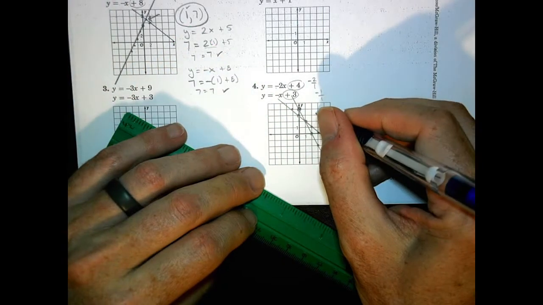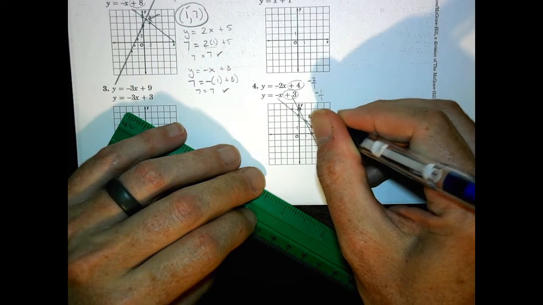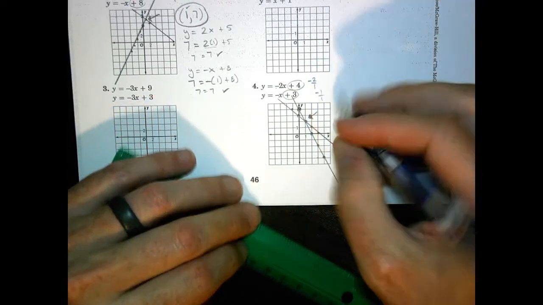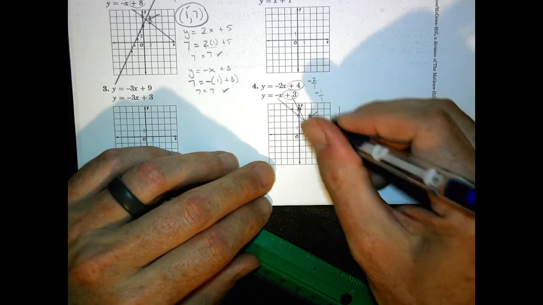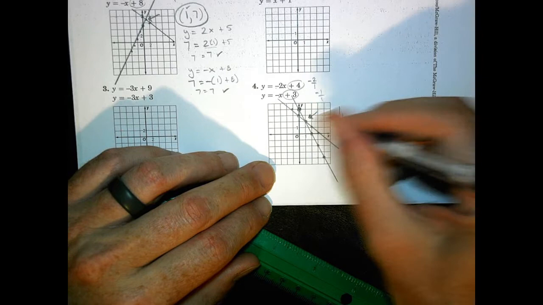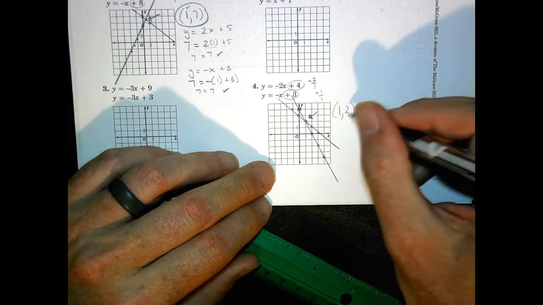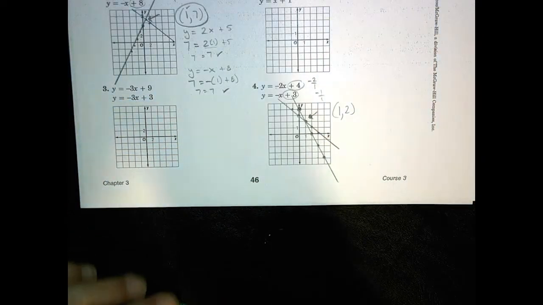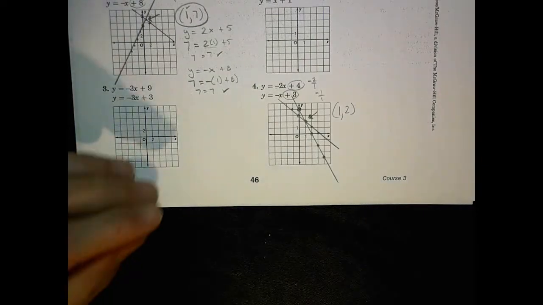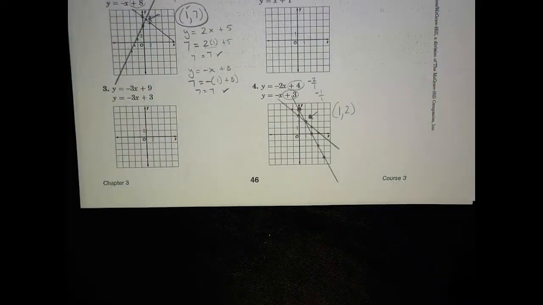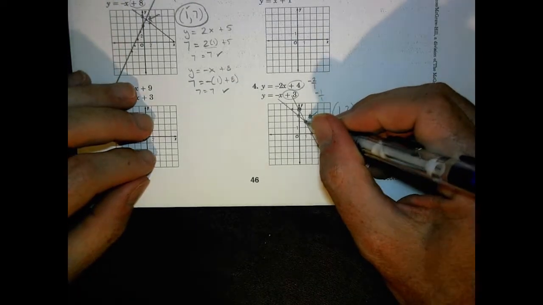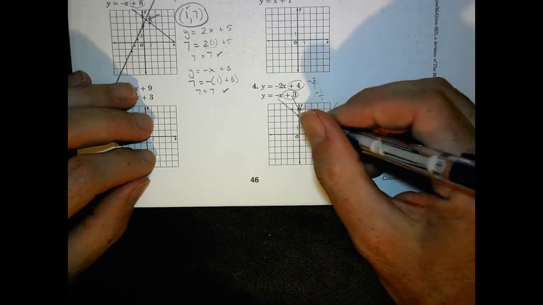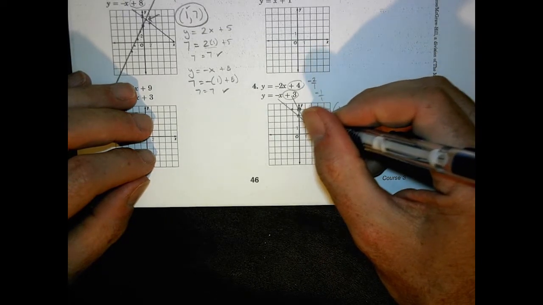And our solution is going to be right there. That's where they cross. So we're crossing at 1, because that's the point here, and 2. So our solution is going to be at 1, 2. And again, to check that, what we would do is plug that in to see if it works, and if it does, then it makes sense, and we're going to assume that it does for right now. Okay? But that's how you find the solution of systems of equations by graphing.